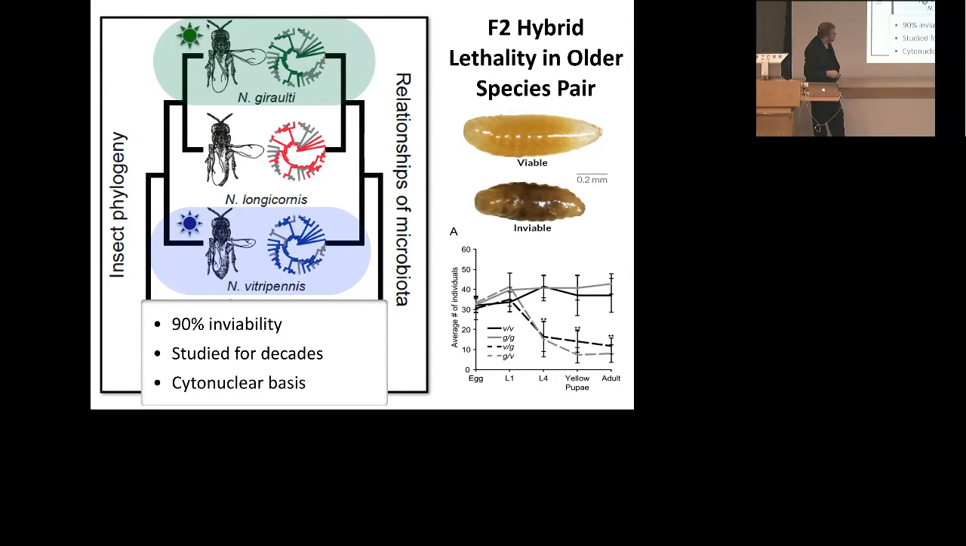This has a cytonuclear basis, so we know that the mitochondria and nuclear genome are interacting together to drive some of this incompatibility. It's been studied for decades, and it's a strong phenotype. But because we had observed phylosymbiosis, and because we see this melanization response, we thought that there may be a microbial component to this particular isolation or speciation event.